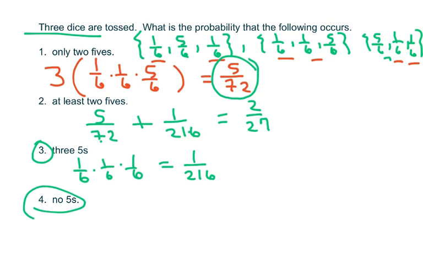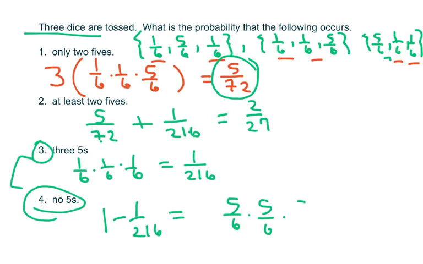And no 5s, we actually already did that. No 5s, it's just like this one. It's just 1 minus 1 over 216. Or you could just do 5/6 times 5/6 times 5/6, which gives you 125 over 216.